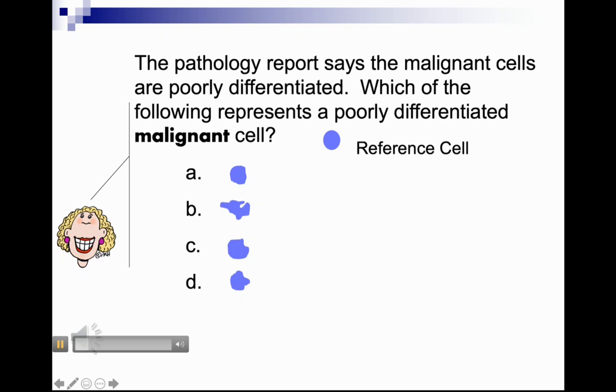The pathology report says the malignant cells are poorly differentiated. Which of the following represents a poorly differentiated malignant cell? Again, using the reference cell as an example of a normal cell.